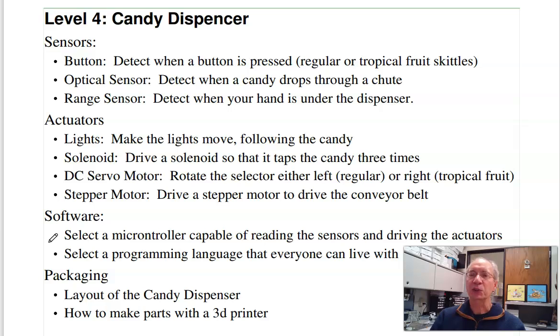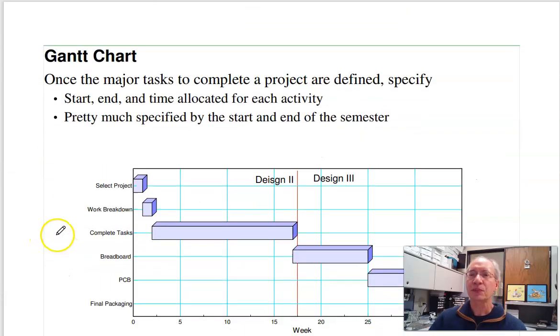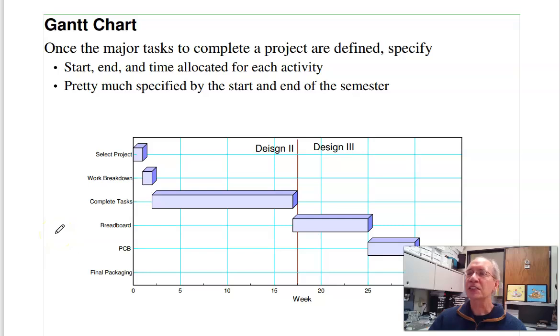Different tasks getting those to work. Under software, I can select a microcontroller capable of reading sensors, driving the actuators, select a programming language that everybody can live with. Under packaging, lay out the candy dispenser, where the different parts are, how to make the different parts with the 3D printer. All those are different tasks, and there's many others. So the task list is really important. It's kind of come up with a list of everything that needs to get done to have a successful project.